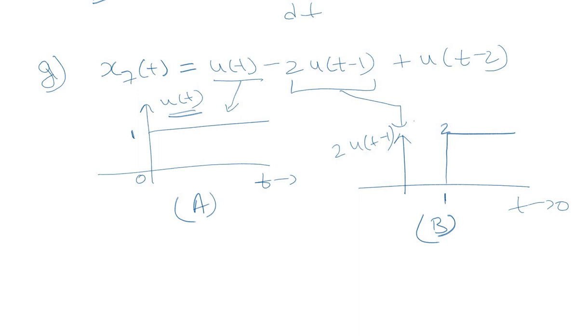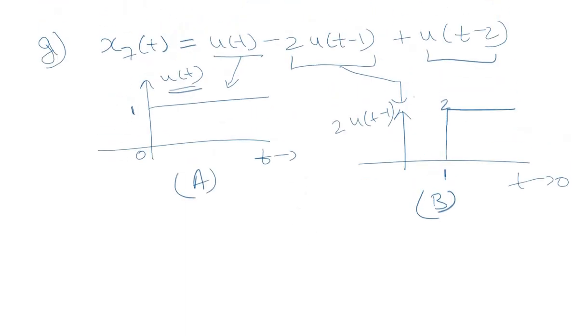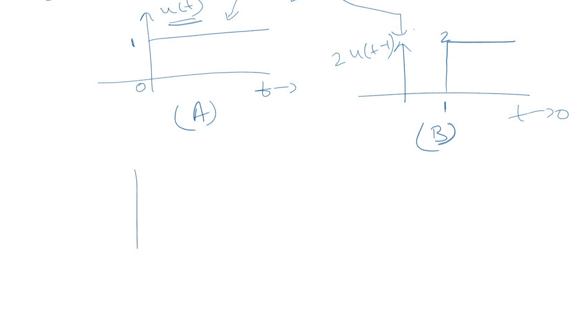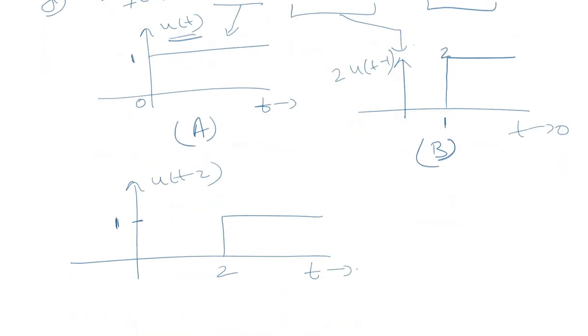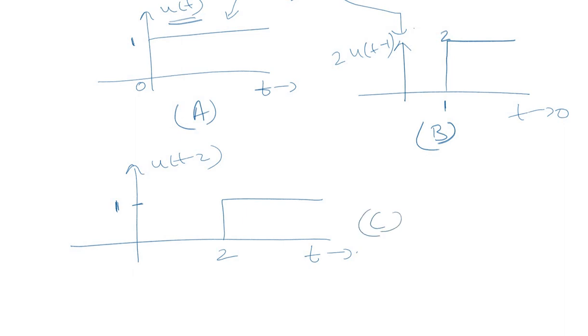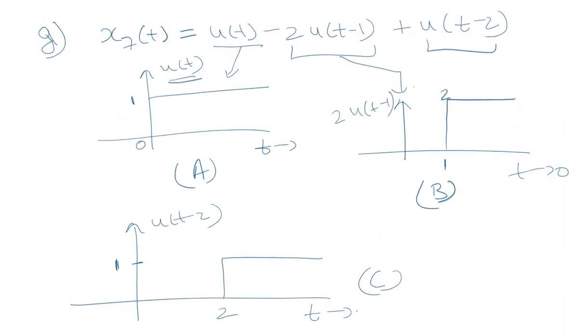Now moving on, we can also draw the third term, that is u(t-2). It is again an example of the shifting transformation, and the shift is here by 2. So we'll shift u(t) by 2, which becomes like this, amplitude will be 1. Alright. Now we can club these three parts.